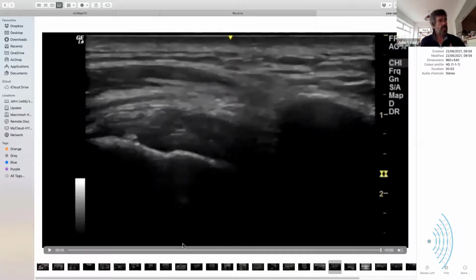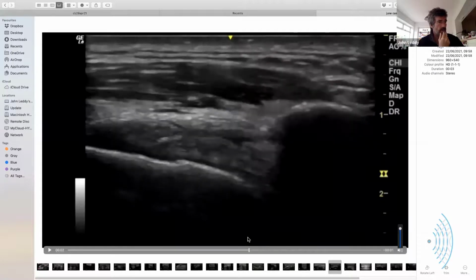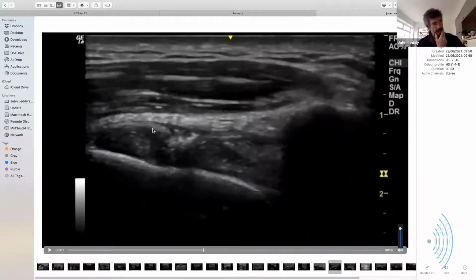This one is pure guesswork by me, so I don't know if it's true. But this was a patient at the shoulder, at the infraspinatus. And this patient had really painful calcific tendinosis. They turned up for a barbotage with me, and they said they were a lot better. And this is all I could see.